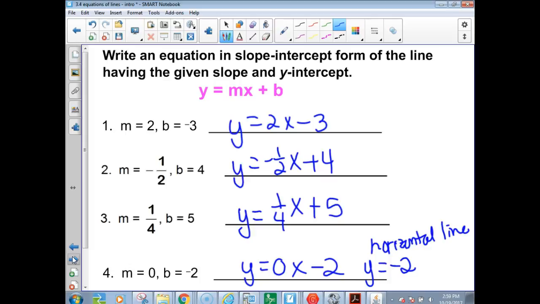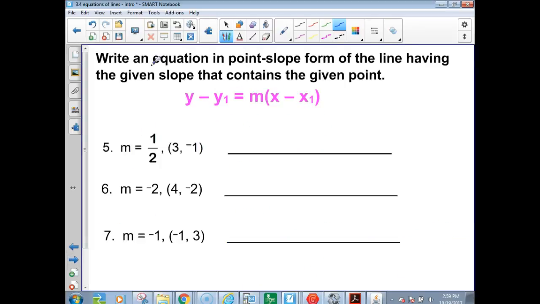All right, next. Write an equation in point-slope form of the line having the given slope that contains the given point. Tiny bit more difficult, but I hope not much. X1 is a 3, Y1 is a negative 1. We're going to pop in 3 over here where the X1 is. We're going to pop in negative 1 here where the Y is. So Y minus negative 1 equals 1/2 times X minus 3.